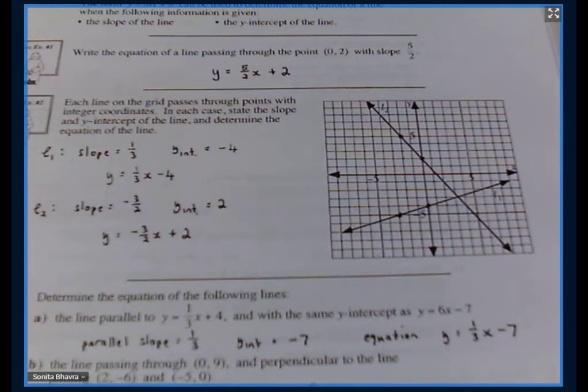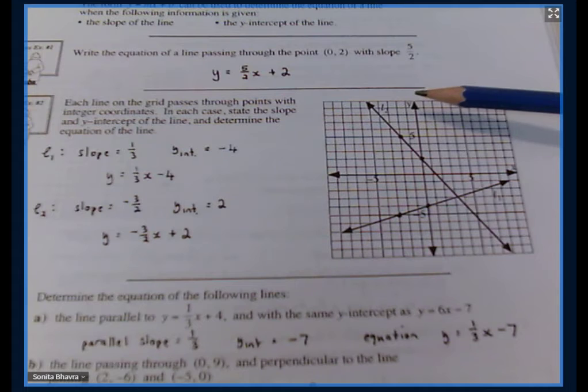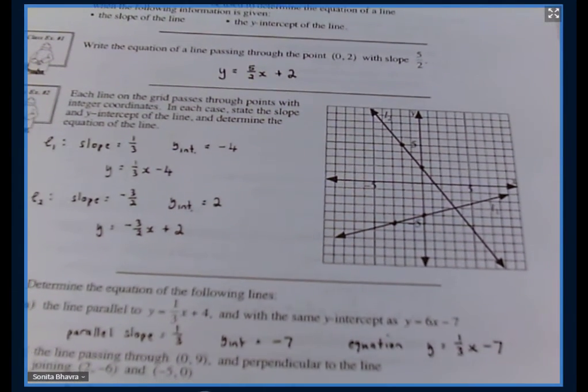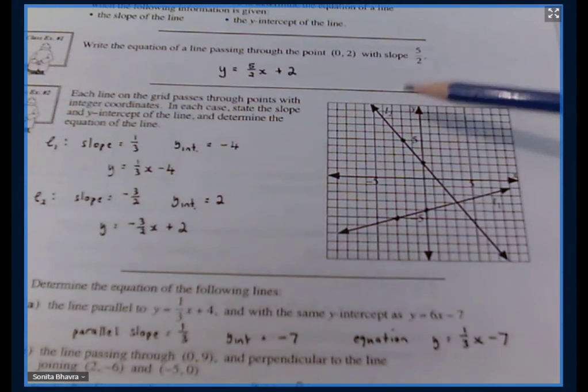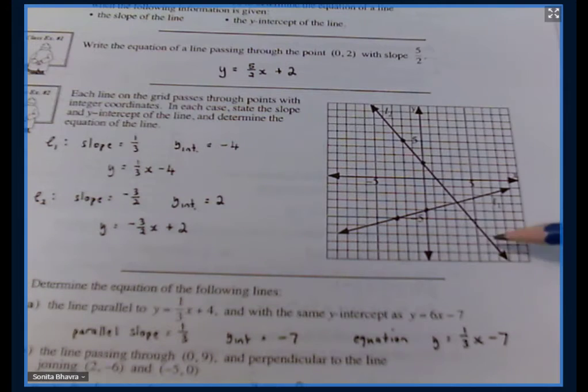All right, so in this example, we're told each line on the grid passes through points with integer coordinates. In each case, state the slope and y-intercept of the line and determine the equation of the line. So line 1 is this one here. It's shown right here. It's line 1. And then line 2 is shown here. This would be line 2.